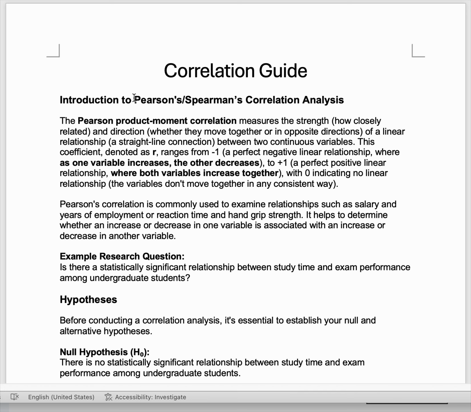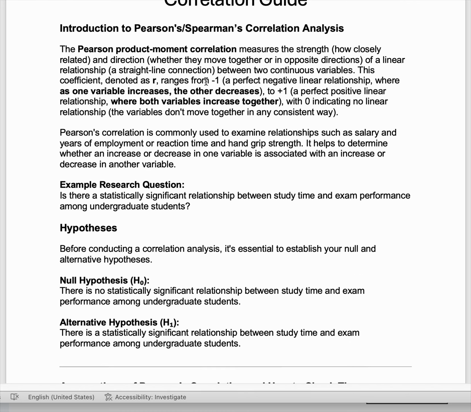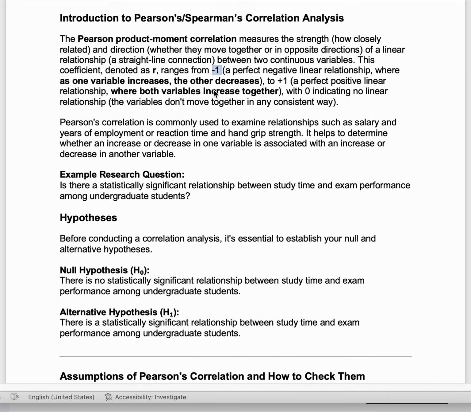In this packet, we're going to look at the Pearson versus Spearman's correlation. Pearson is for linear, Spearman is for nonlinear. A relationship of -1 is a perfect negative linear relationship. The closer it gets to -1, the stronger the relationship. What it means is that as one variable increases, the other variable is going to decrease. If we have close to a +1, this would be a perfect positive relationship where both variables increase together. As one variable goes up, so does the other.